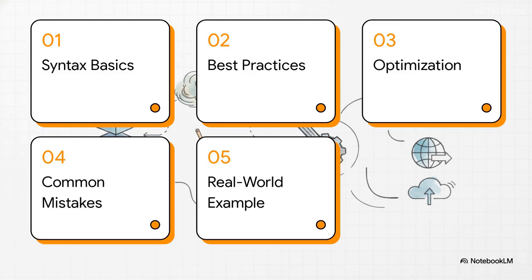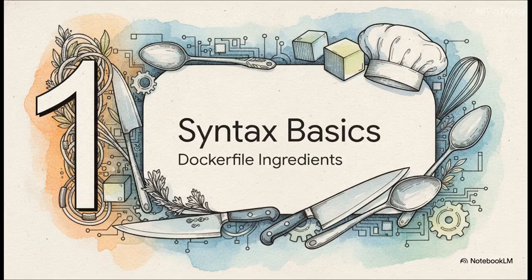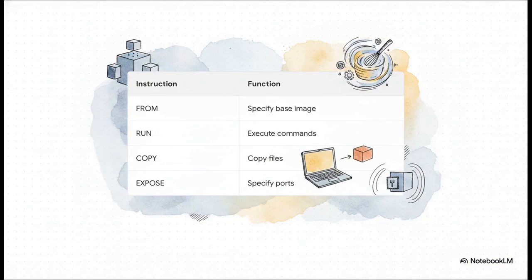All right, let's kick things off with Section 1, Ingredients of a Dockerfile and Syntax Basics. Now, the core syntax is actually incredibly simple. There are really just 4 essential instructions that make up the foundation of your recipe. First up is FROM, which specifies your starting point or your base image. Then there's RUN, which basically stirs the pot by executing commands during the build process. Next is COPY, which literally copies files from your local machine straight into the container. And finally, EXPOSE, which specifies the exact ports your container will be listening on. Once you've got a handle on these 4, you are well on your way.